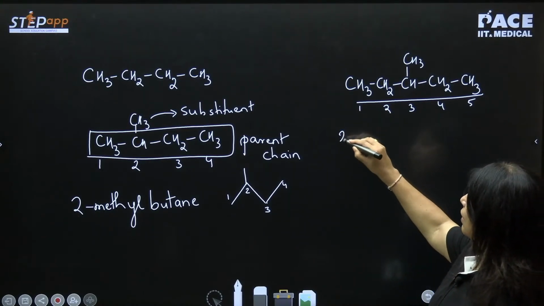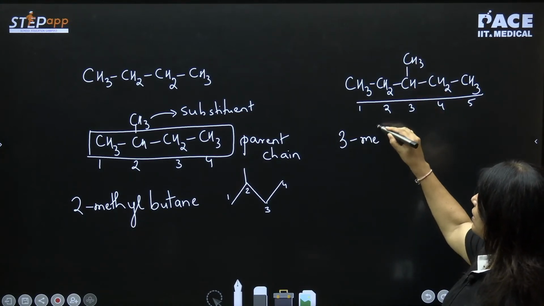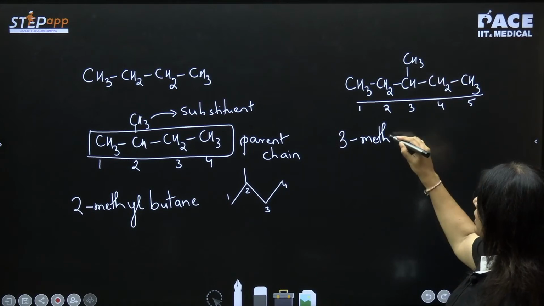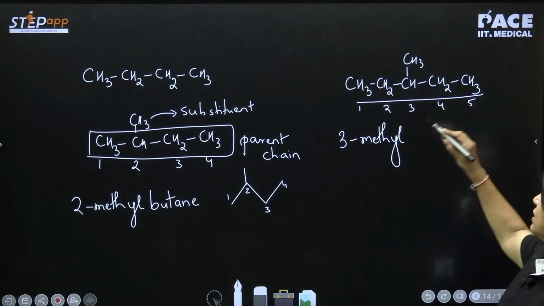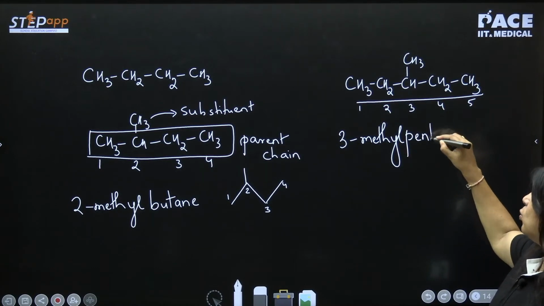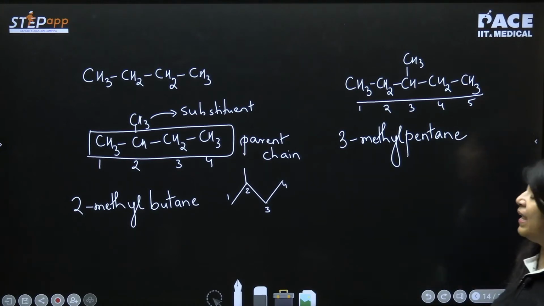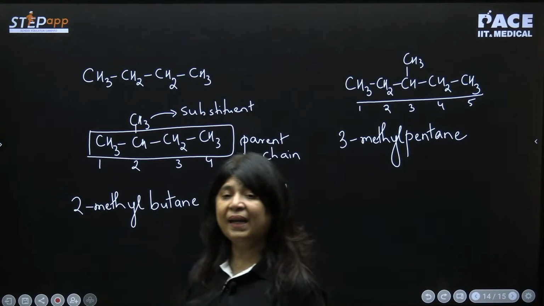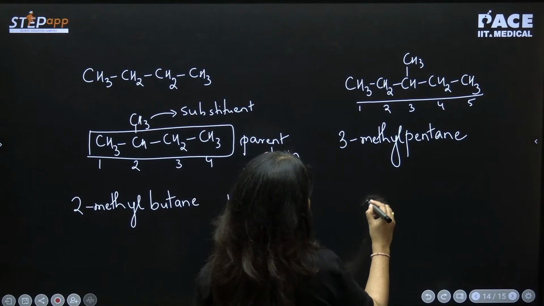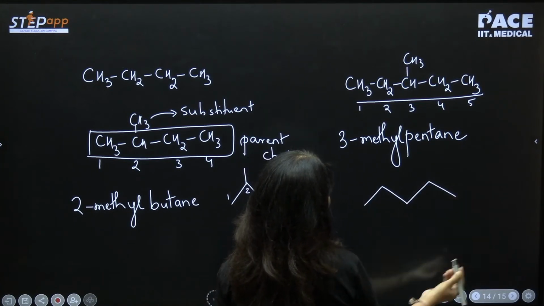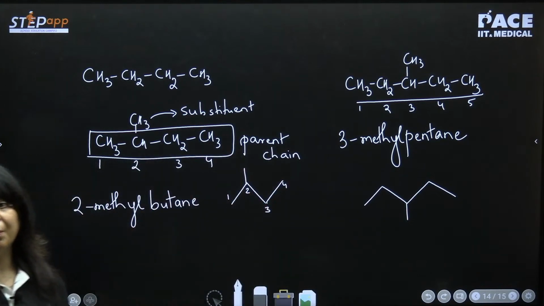On the third carbon, I have 1 carbon as a substituent. 1 carbon, so root word is meth. Since it's a substituent, its name will end in YL. So 3-methyl. And now the parent has 5 carbon, so pent is the root word. And since the parent is saturated, the primary suffix for that is ane. So 3-methyl pentane. The bond line I can show as 5 carbons. On the third carbon, I have a methyl branch. Okay, so 3-methyl pentane.